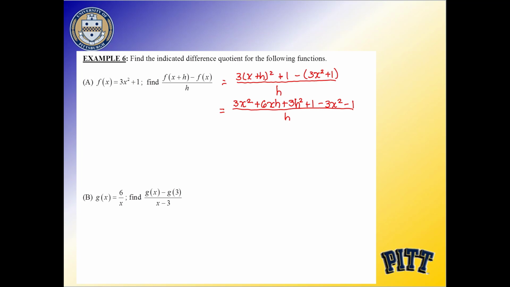Some students will say, well, I'm just going to cancel that h with the 3h squared and say that one cancels that one out. It doesn't work that way. Never has, never will. And those of you who keep doing it are making up your own rule that isn't correct.